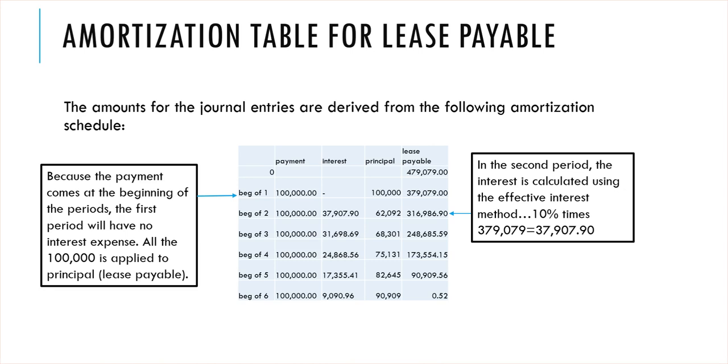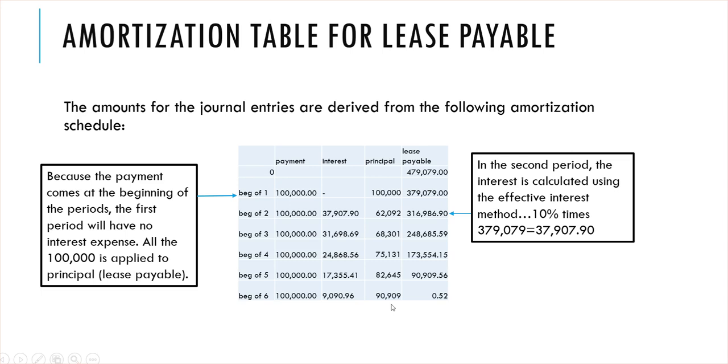So this same amortization table will apply to both. One party is going to call it interest revenue, the other is going to call it interest expense. One is going to be reducing the lease payable, the other one is going to be reducing the lease receivable, and that's what's in this column here.